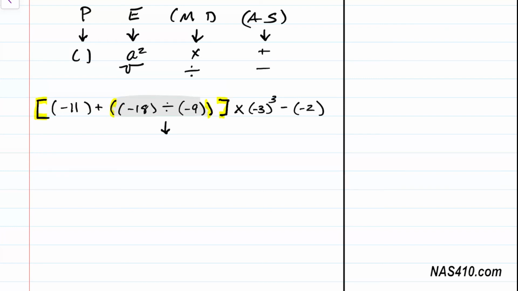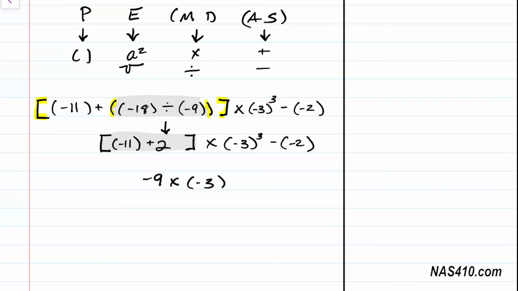So 18 divided by 9 is 2, and I have two negatives, that makes a positive, so I have positive 2. Now I'm going to simplify, so I'm going to drop the rest of this down. So I have negative 11 plus 2 times negative 3 to the third minus negative 2. I need to finish doing everything within this bracket so I can get rid of it. So now I have negative 11 plus 2, which makes negative 9. And so I have negative 9 times negative 3 to the third minus negative 2.